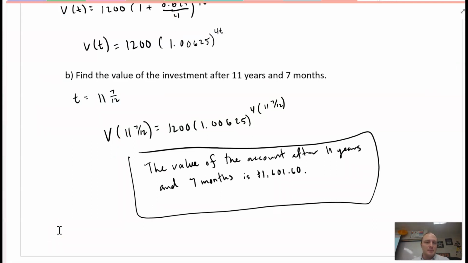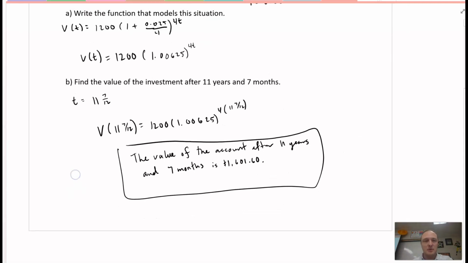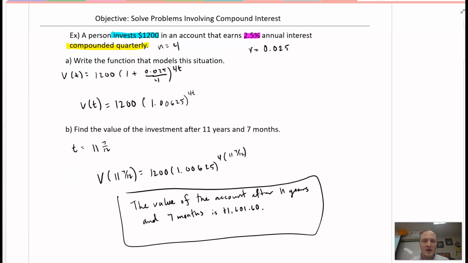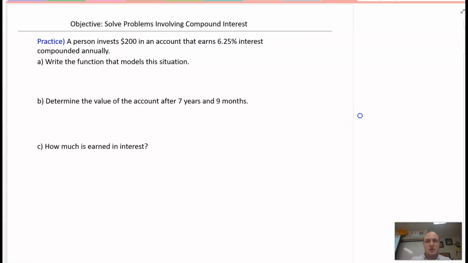So yeah, that's it. Just notice that this problem differed. We weren't compounding annually, we were compounding quarterly. Now, if they said monthly, then n would be 12. If they said daily, then n would be 365. Okay. All right. I have a couple of practice problems for you.